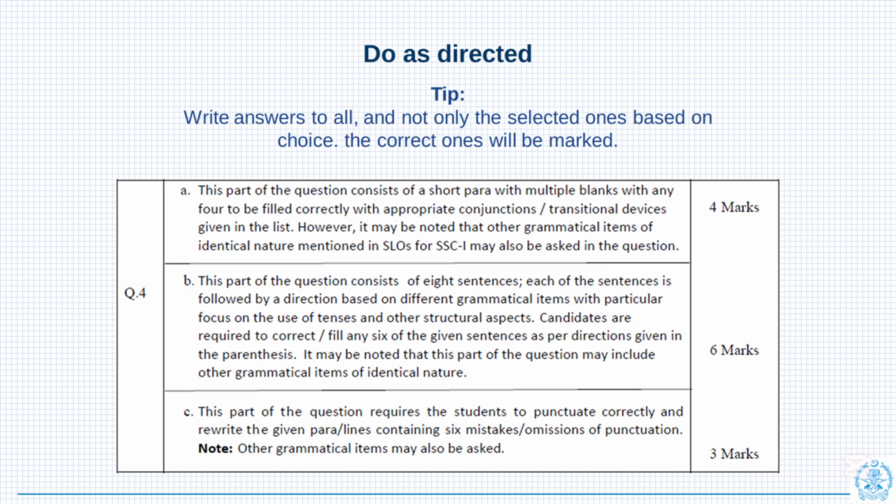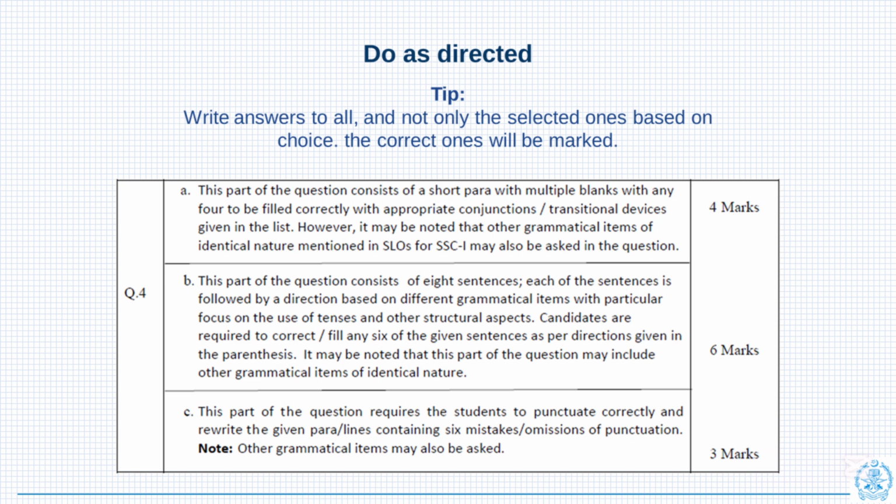The do as directed questions, which is question 4 in SSC and question 5 in HSSC, evaluate a range of grammatical skills through directed tasks. It ensures a thorough assessment of students' understanding of sentence structure, punctuation, and transitions. This question has internal choices. However, instruct the students to write answers to all and not only the selected ones based on choice. The correct ones will be marked. It will not matter if the first 4 are correct or the last 4 are correct. You will only have to write 4 correct as per the first question mentioned on the slide. This will ensure that the students get maximum marks in this question, as this presents the opportunity for students to get full marks.